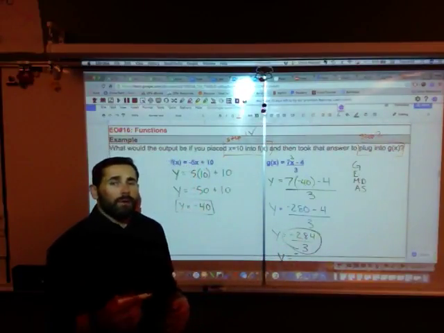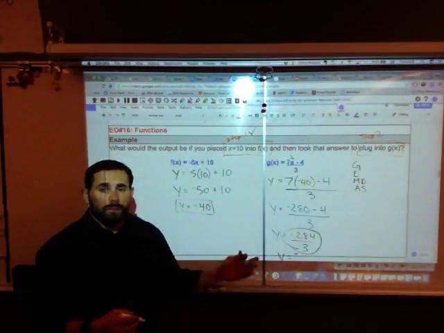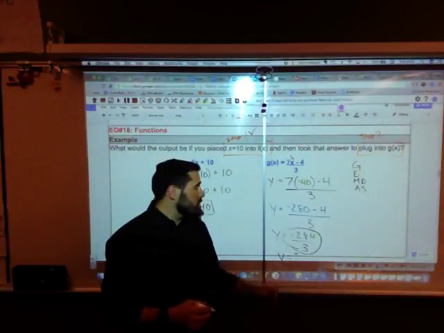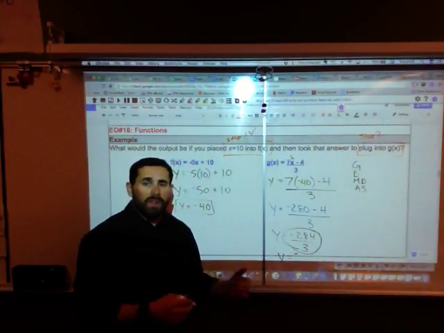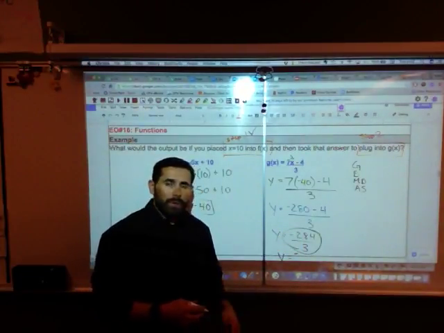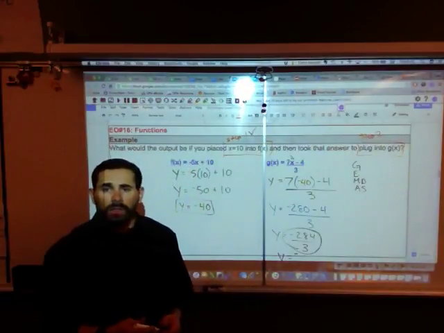I can keep the answer that way. I don't necessarily have to turn this into a decimal and divide that out to find the answer. Sometimes it's okay to just keep it as a reduced fraction. So there we go, reduced fraction, negative 284 over 3 is the final answer.